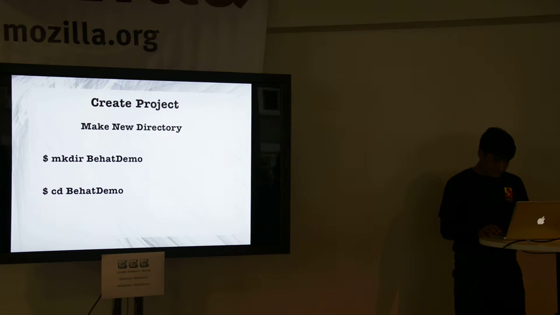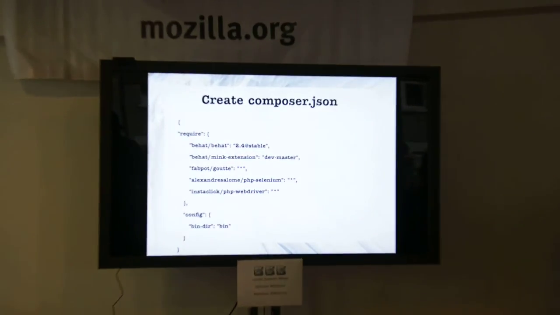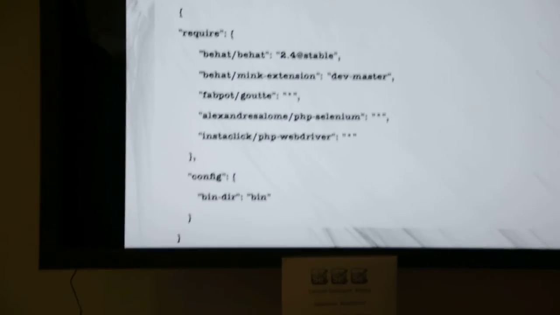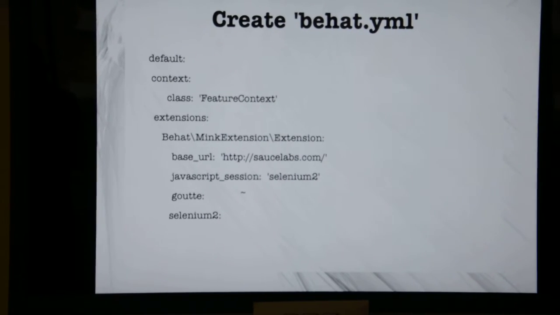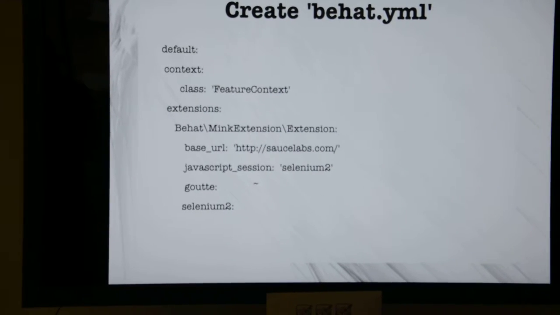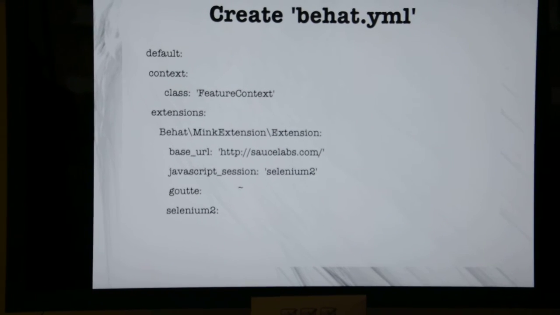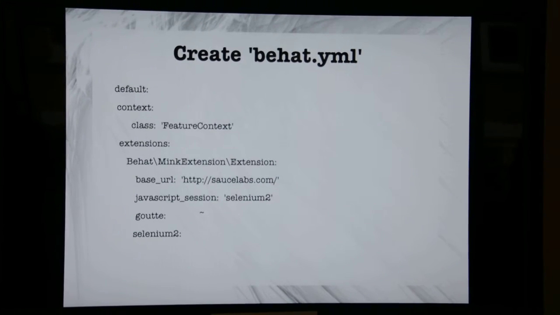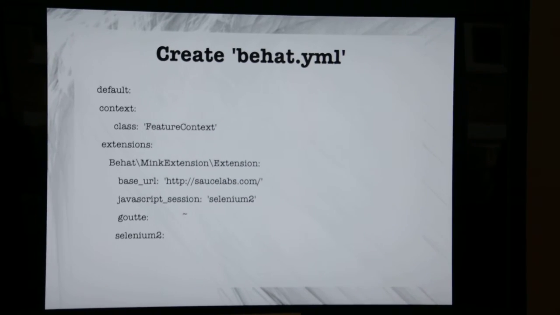Now let's create a new project and create a composer.json file which looks like this. It has the Behat dependencies, then Selenium, WebDriver. That's what we need right now at this stage. Every Behat project has some basic configuration, which we keep in a behat.yml file. Here we have the base URL of our application, then the driver, which is Selenium 2 that we are using. This is a very simple configuration that anyone can use for their project.